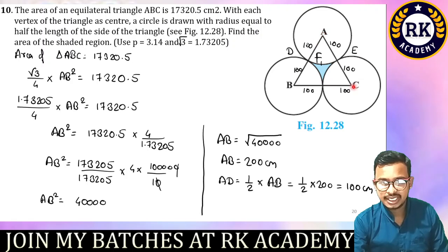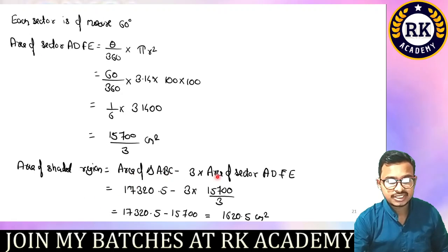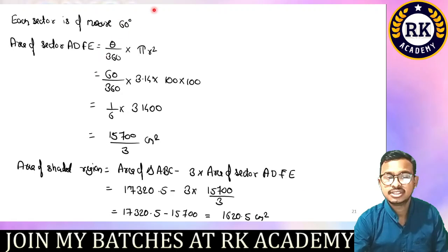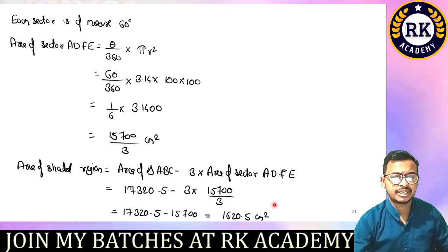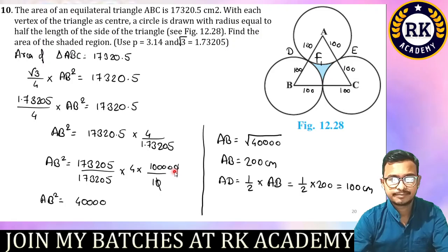area of triangle ABC minus area of sector 1, sector 2 and sector 3. So area of ABC minus 3 times area of sector ADFE. 3 times, why? Because all these three sectors have the same measure, 60 degrees. So finally we got 1620.5 centimeter square as the area of the shaded region. So please note it down.